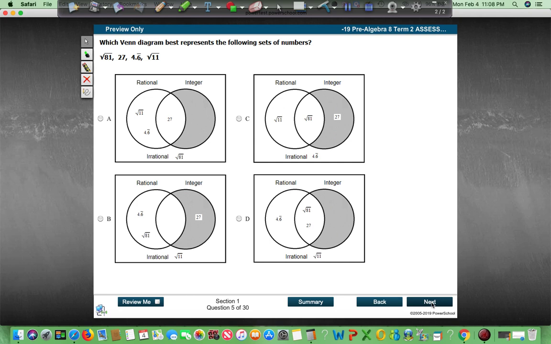Question 5. Which Venn diagram best represents the following sets of numbers? The square root of 81, 27, 4.6 repeating, the square root of 11.